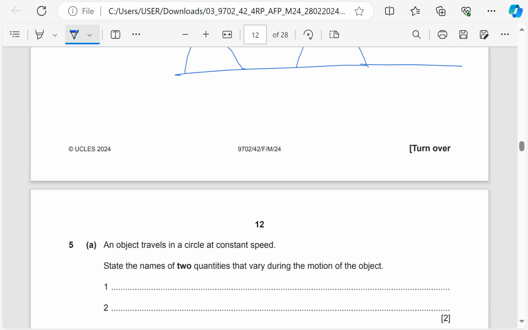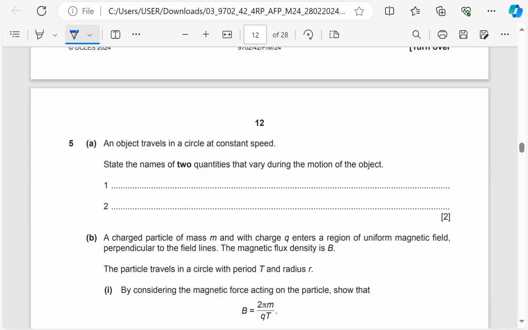Okay. Then an object travels in a circle at constant speed. State the names of two quantities that vary during the motion of the object. So if an object moves in a circle, the following varies. Because direction changes, the velocity changes. So number 1, velocity. And remember, momentum is mass times velocity. If velocity changes, the momentum changes. Number 2, momentum.